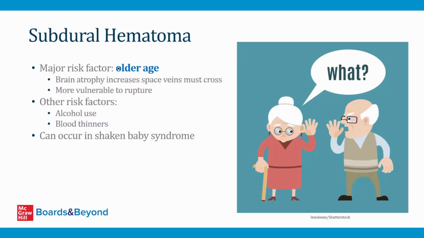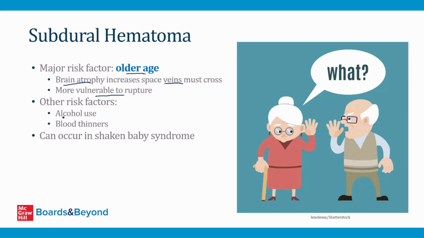The major risk factor for subdural hematoma is older age. So as we age, there's some atrophy of the brain, and this increases the space that those bridging veins must cross inside the skull. This makes them more vulnerable to rupture. So a fall in an older person who hits their head, this is the classic scenario for subdural hematoma.